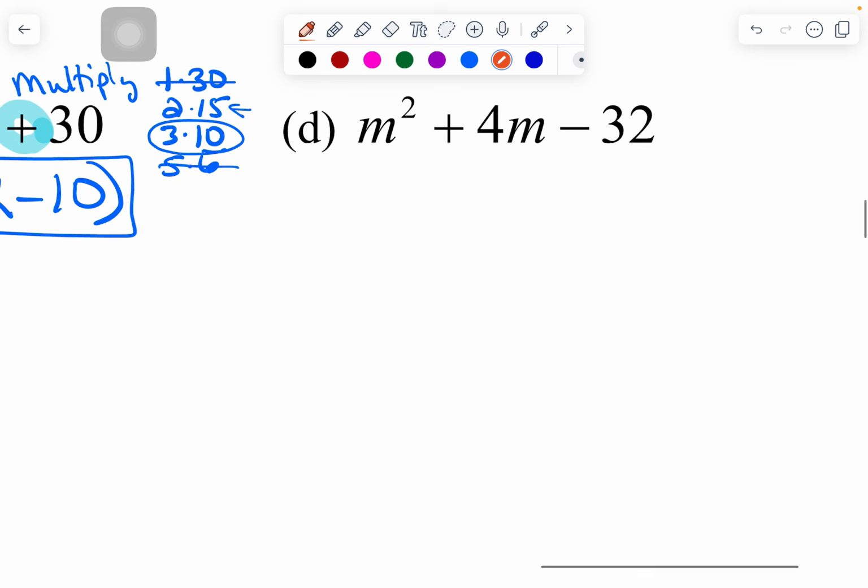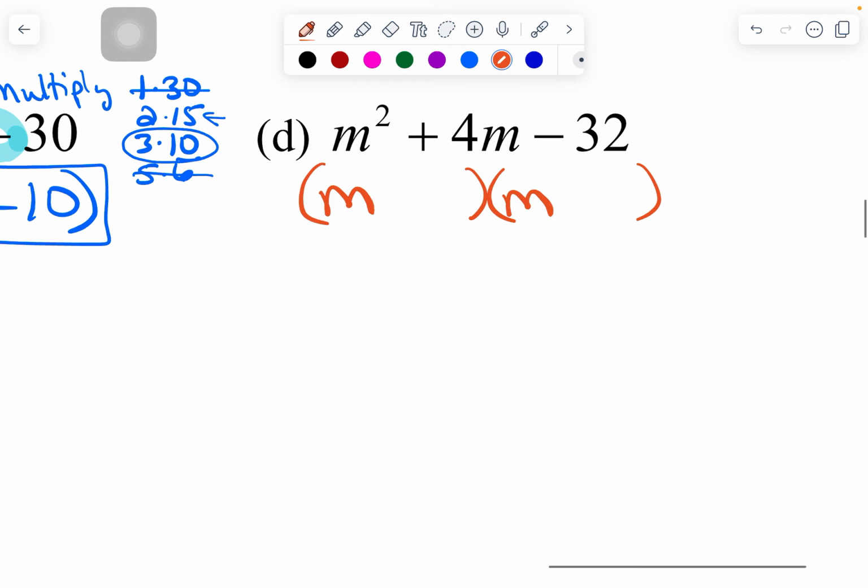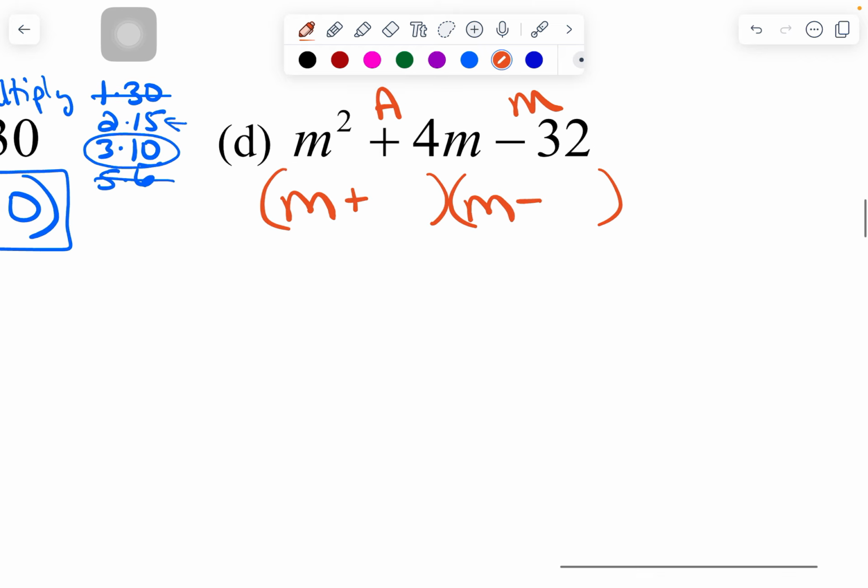Part D here, GCF, no. All right, so let's go ahead and split the m squared. Looking for things that add up to 4 and multiply to negative 32. Immediately I know I'm going to have one positive, one negative, right? I got to figure out which one's which. So let's see, things that multiply to 32. 1 times 32, not going to get me a 4. 2 times 16, no. 3 doesn't go into 32. 4 times 8. Now 4 times 8 I can make work.